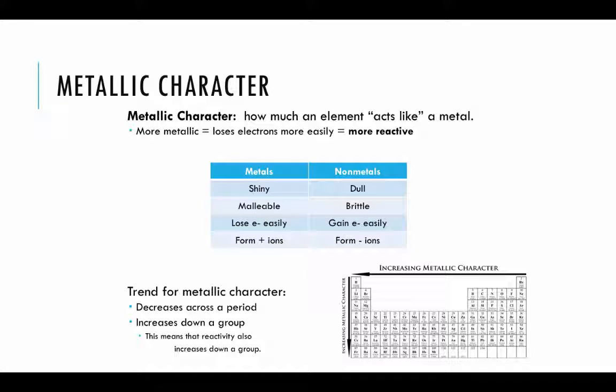Based on what we know about ionization energy and radius, it shouldn't be surprising that metallic character decreases across a period, since electrons are more tightly bound, and increases down a group, since electrons are less tightly bound. This also means that reactivity decreases across a period and increases down a group.